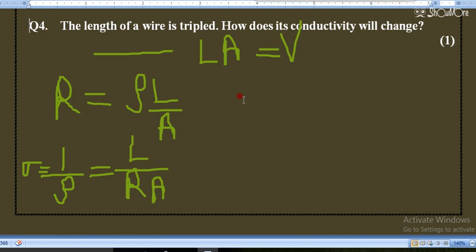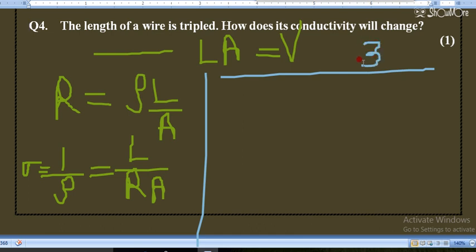Let's now take the example of the second wire. This wire is now stretched and its length becomes thrice. In this case, volume should not change. If length is 3L, then obviously area will be reduced to A by 3, because volume will not change. This 3 and 3 will cancel out, and again the volume will be equal to L into A. So volume should be the same, because on stretching volume does not change.